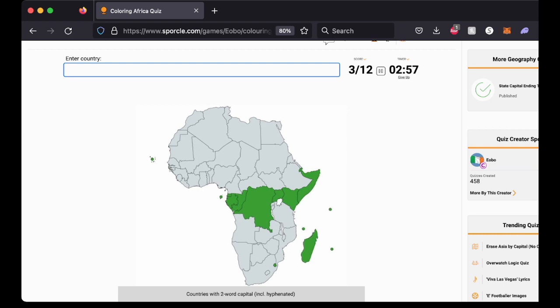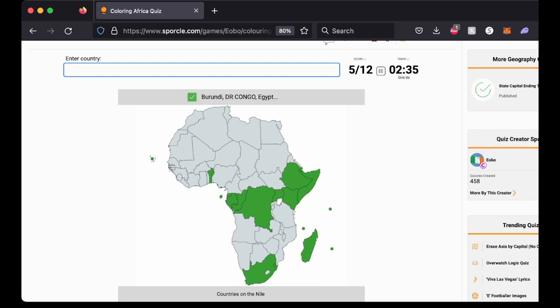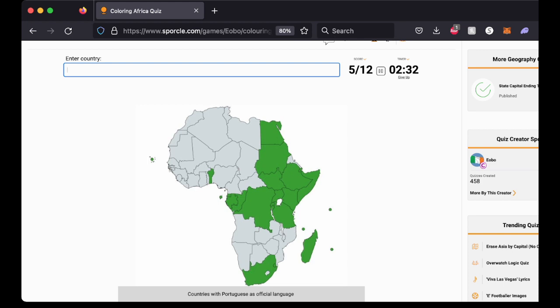Countries with a 2-word capital. So Benin. Well, Ethiopia is a D. So yeah, Ethiopia works. Countries on the Nile. Let's go Egypt. Countries with Portuguese as the official language. So I know Angola and Mozambique. I think Cabo Verde, but we've already guessed Cabo Verde, so I'm going to say Angola.